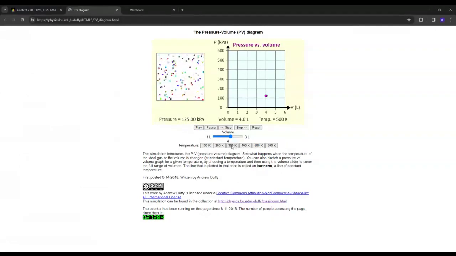500 Kelvin, still too much. So maybe 300 Kelvin. Oh, nope, that's too little again. So 400 it is, right? If you think about it, that should really have made sense because, well, 200 Kelvin and 2 liters, right? 200 over 2 gave us 100. And then 400 over something, right? So 4, there we go.